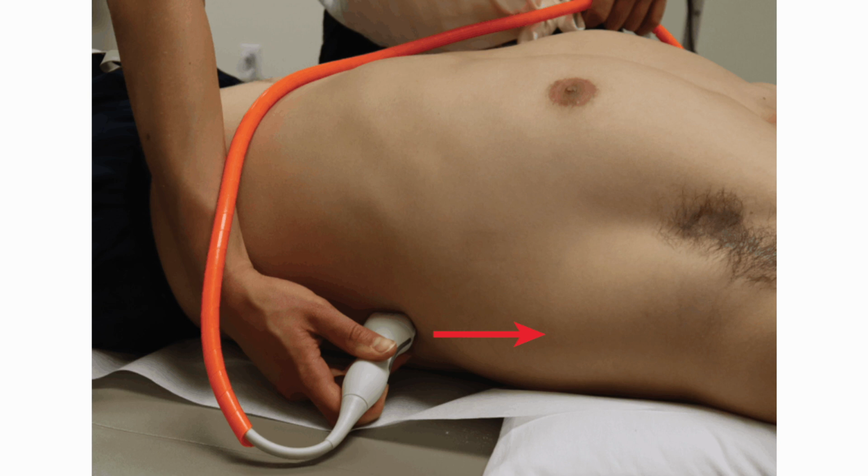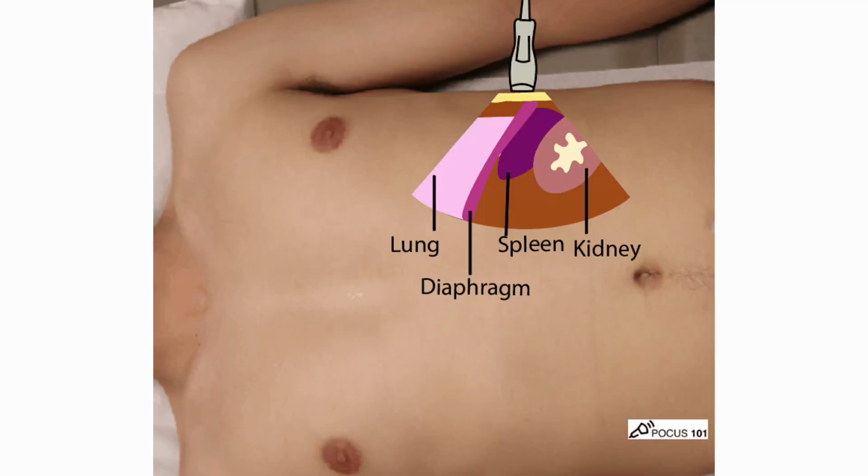So sometimes you're actually having to go up between the ribs to find the splenorenal interface. So similar to the right side, on this side we're looking at the kidney and the interface between the kidney and the spleen. And you can also pick up lung and diaphragm as well.